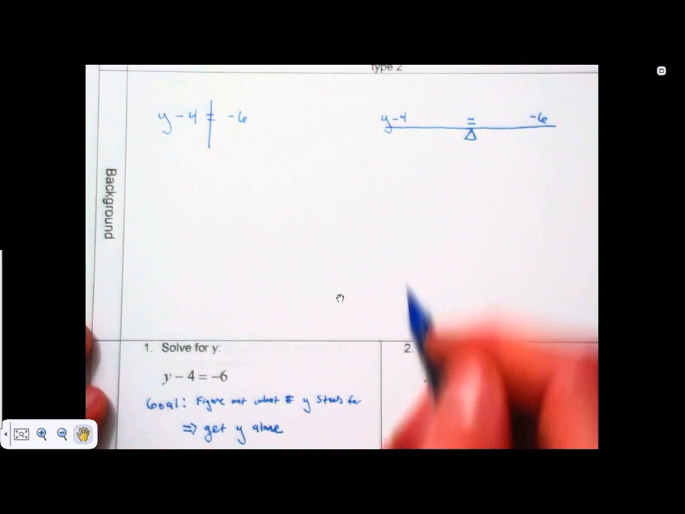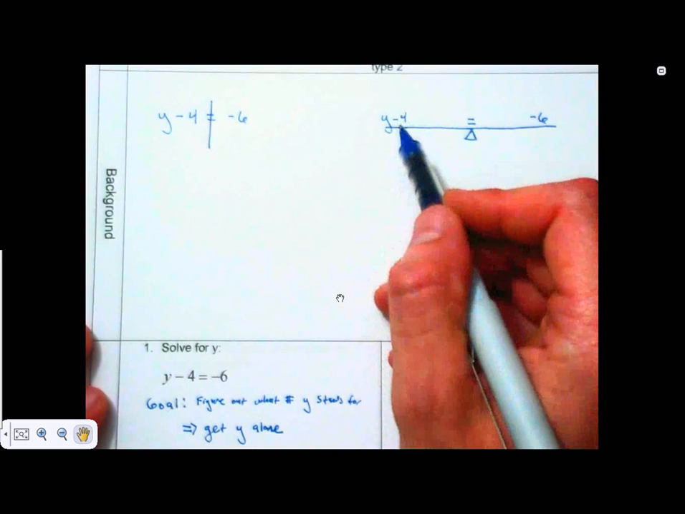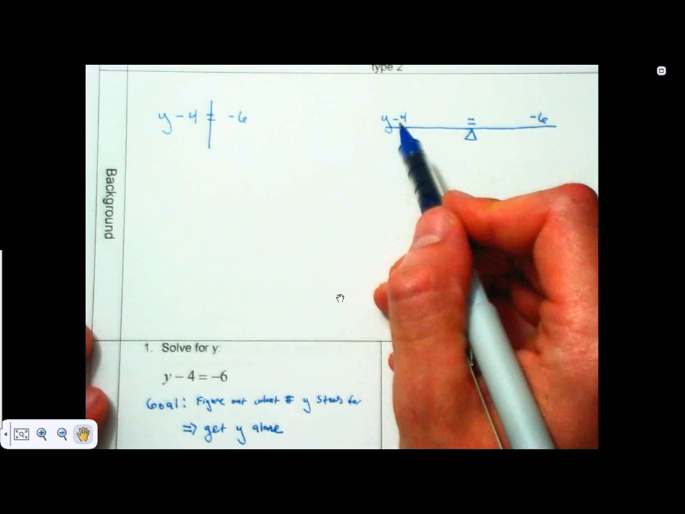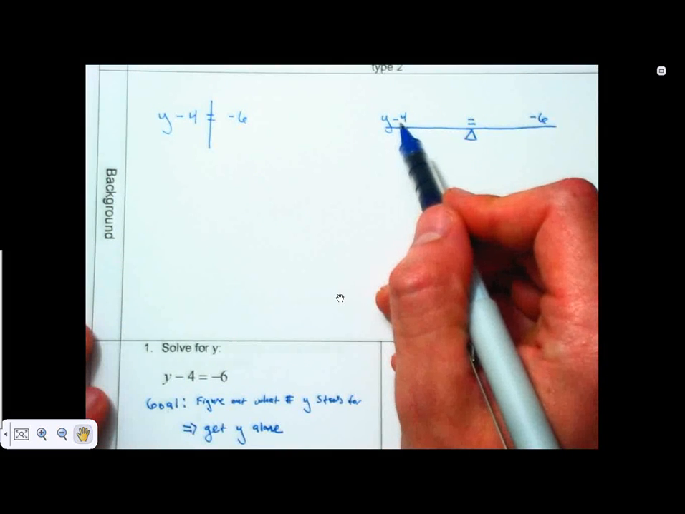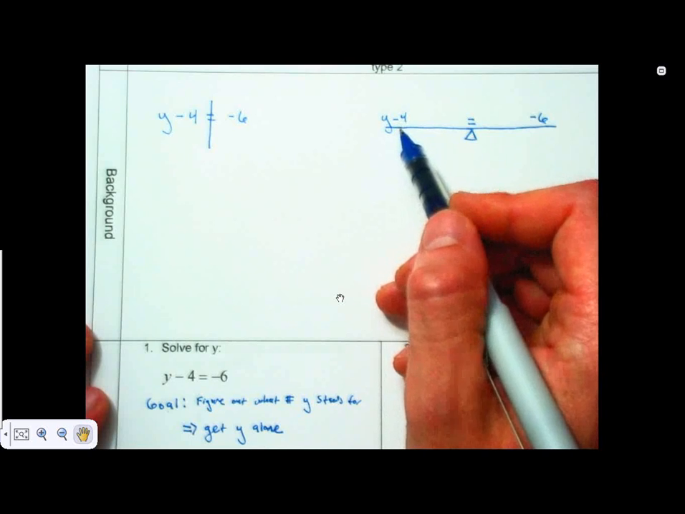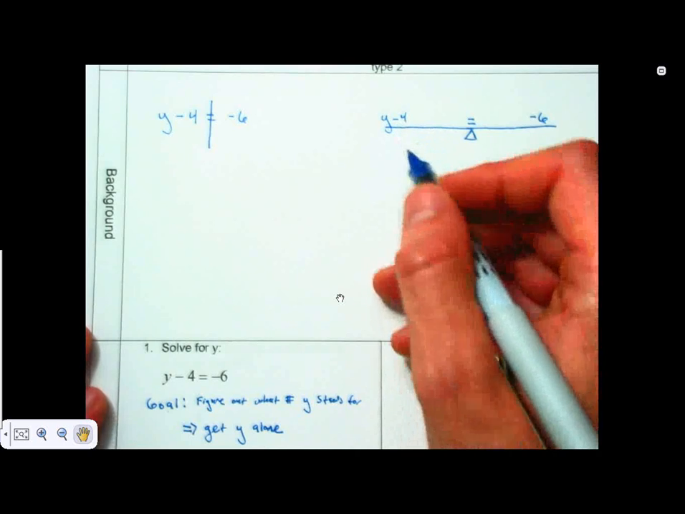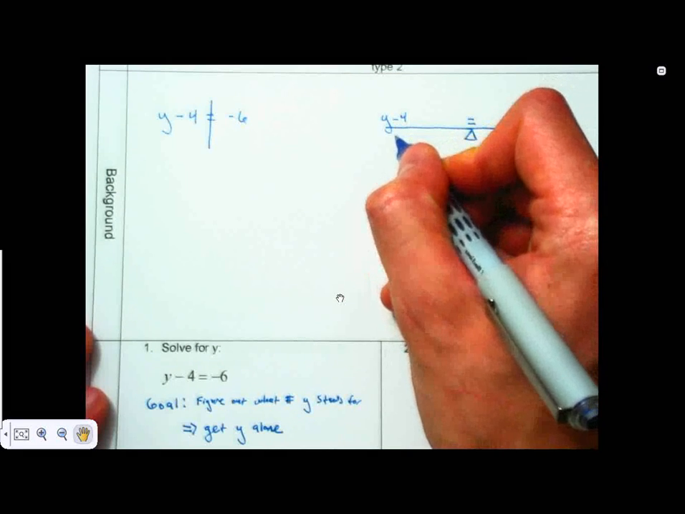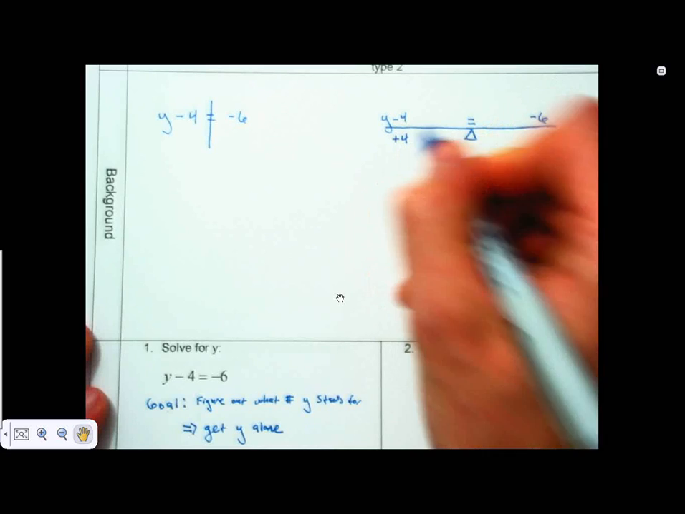Well, in order to get y alone, we need to get rid of this minus 4. Well, how do we get rid of subtraction by 4? What's going to undo subtraction? Well, if we go to its inverse, addition and subtraction undo each other. So if I want to get rid of this subtraction by 4, what I'm going to do is add 4.